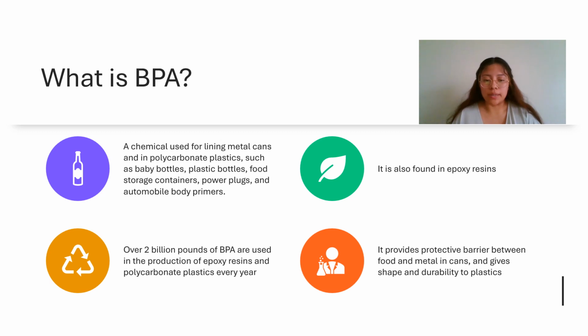What is BPA? BPA is a chemical used for lining metal cans and in polycarbonate plastics such as baby bottles, plastic bottles, food storage containers, power plugs, and automobile body primers. It's found in epoxy resins as well. There are over 2 billion pounds of BPA used in the production of epoxy resins and polycarbonate plastics every year. It provides a protective barrier between food and metal in cans and gives shape and durability to the plastics.